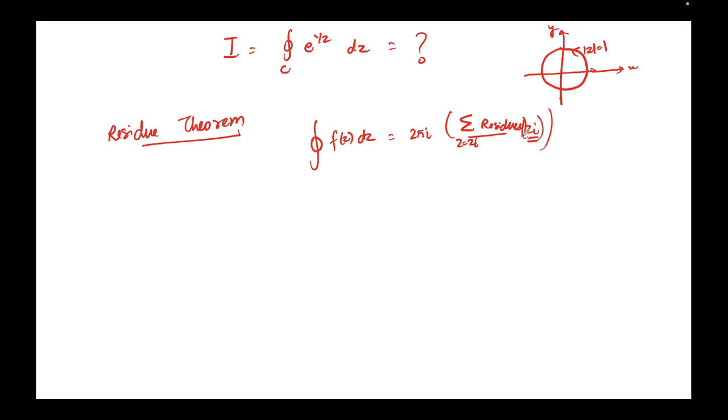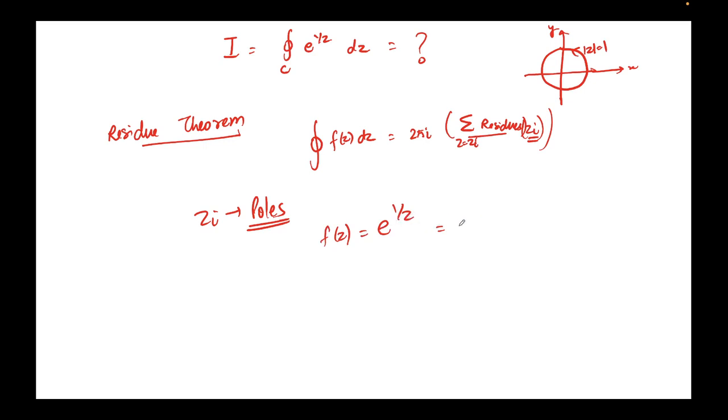How do we determine which are the z_i's? So z_i's are usually what are referred to as the poles. Note that e raised to the power 1 by z is usually a well-behaving function. So exponential functions are well-behaving, except only at z equal to 0. You see, if you put z equal to 0, this will blow up, e raised to the infinity. This will no more be an analytic function. So what we need to do is find out the residues at the poles.